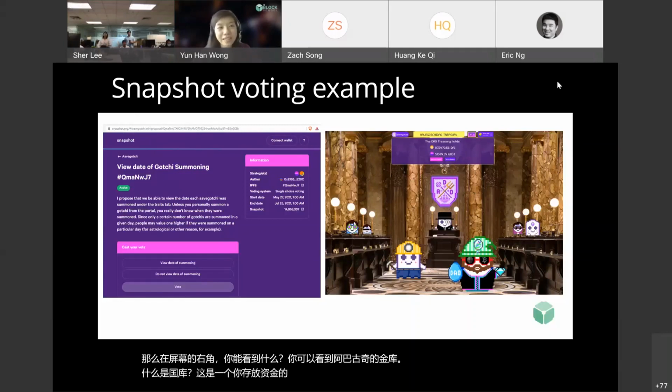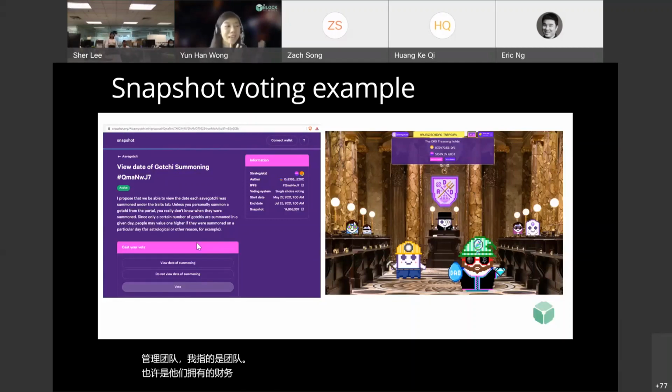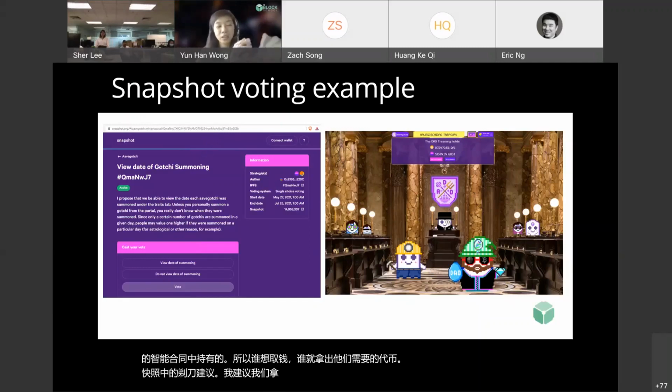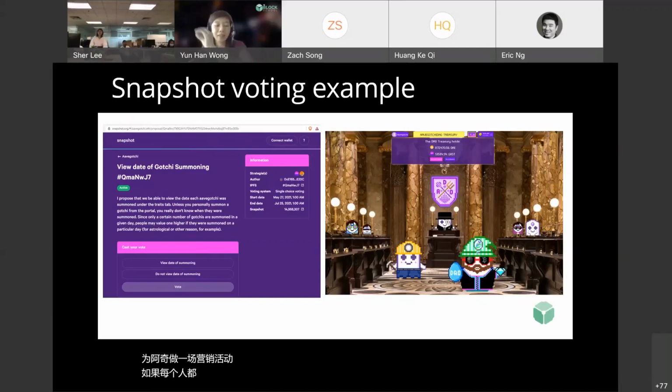In traditional finance, in a centralized exchange, who holds the funds? The management team, maybe the financial team, they hold the funds in the company. However, in a DAO, who holds the funds? Actually, the funds are held in a smart contract, in a treasury. So whoever wants to take out money, take out tokens, they need to raise a proposal in Snapshot. I propose we take out 50,000 DAI to do a marketing campaign for Avagochi. If everyone votes yes, then this token can be taken out from the smart contract to be used for marketing.